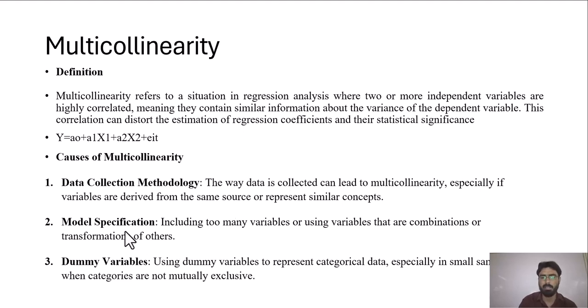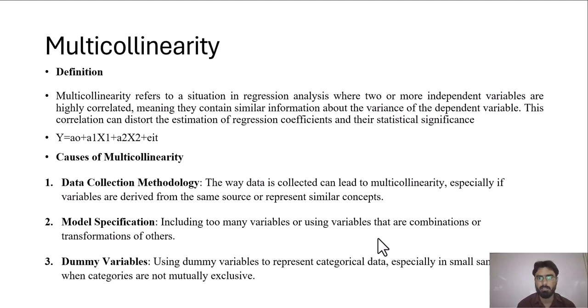The second cause is model specification, that is, how you have developed the model. Model specification issues arise when you have included too many variables, or you are using variables that are a combination or transformation of other variables. Again, maybe you are using variables that are proxies or that are the reciprocal definition of other variables. So this may also cause multicollinearity.